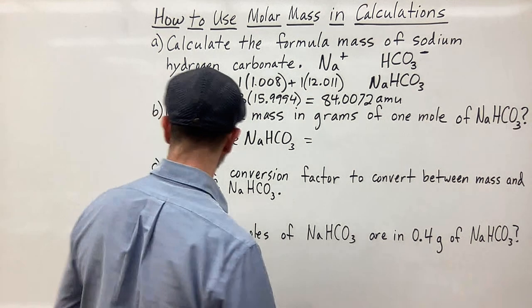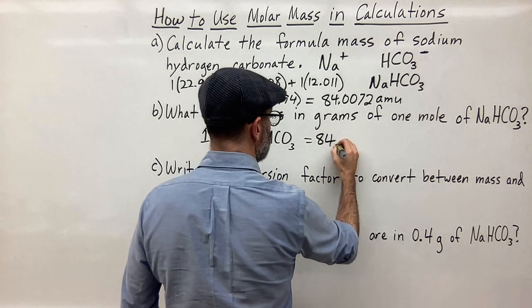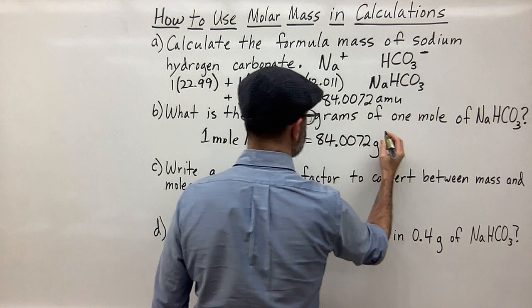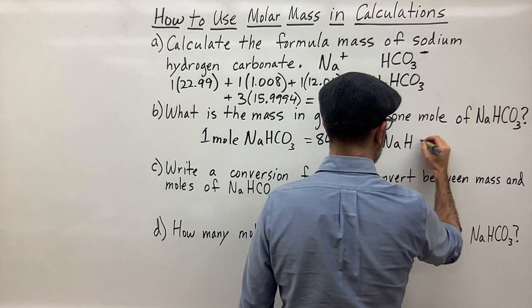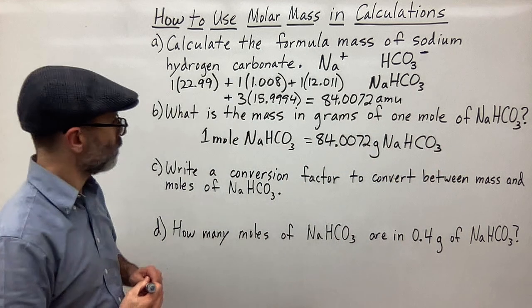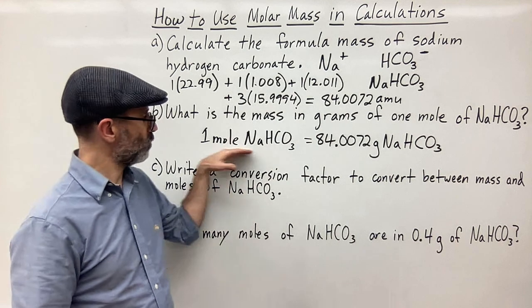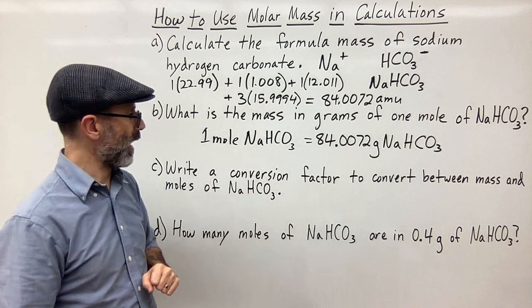Sorry about that. So that's going to be 84.0072 grams of NaHCO3. And so that is the relationship between moles and mass for this substance. And that's the molar mass.